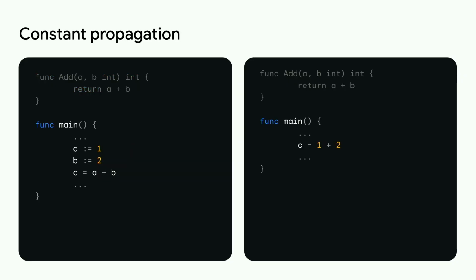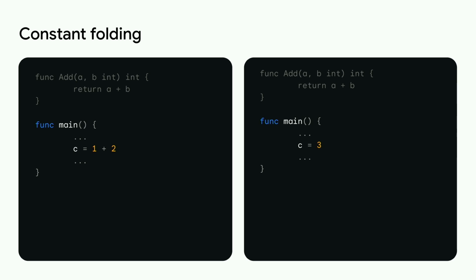This next optimization is called constant propagation. Constant propagation is a compiler optimization that replaces values that are known to be constants with the constants themselves. So here, we can see A and B have constant values, so the compiler will replace the uses of A and B with the constants themselves, simplifying the program.